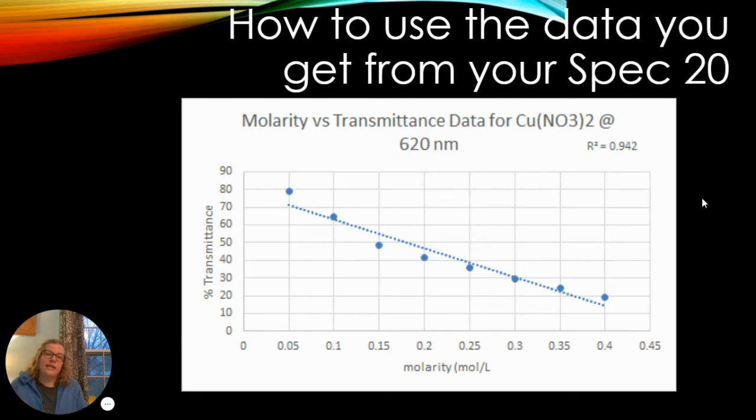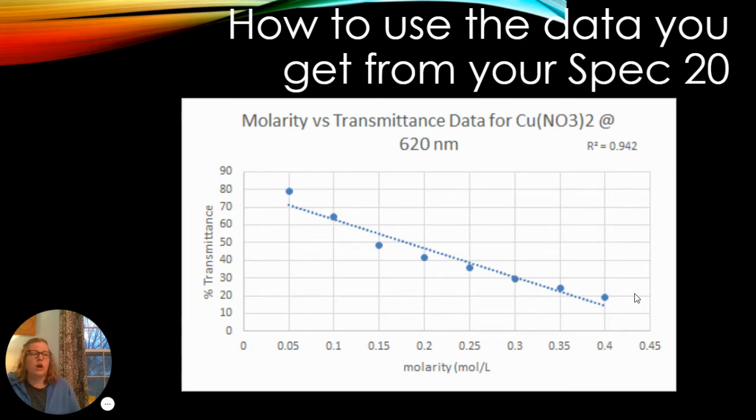So when you get data from a Spec 20, the data that you typically get depends on the type of machine you have. The newer machines give you absorbances right away, but the ones we have right now are a little bit more low tech and they give us transmittance. If you were to graph transmittance versus your molarity, regardless of the type of solution you made, you would get a graph that looks kind of like this. It's got more of an exponential shape to it than a nice straight line.